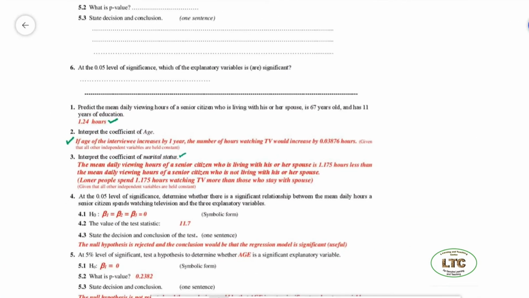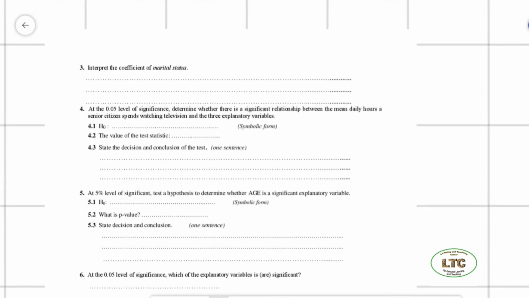If a senior citizen has a spouse, then he will watch less television. How much less? 1.175 hours less. Like this. Compose well. Another number 4 is the 0.05 level of significance.